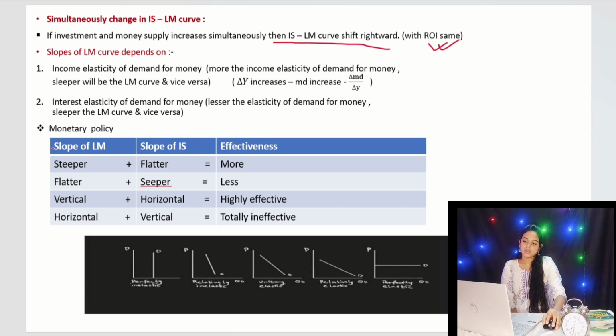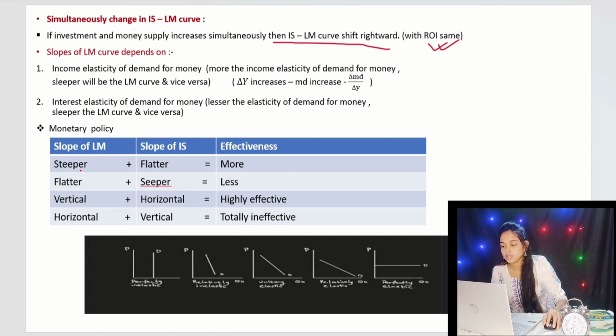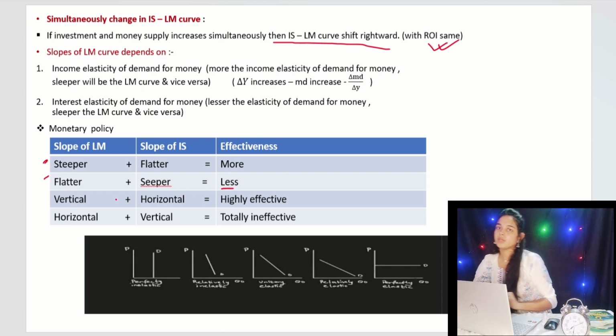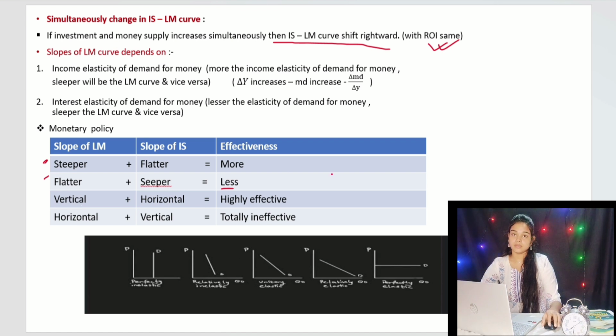Next, the slope of the IS-LM curves and the effectiveness of monetary policy. When the LM curve is steeper and the IS curve is flatter, monetary policy is more effective. And when the LM curve is flatter and the IS curve is steeper, monetary policy is less effective. What is the meaning of steeper and flatter? Flatter means less slope and steeper means more slope.